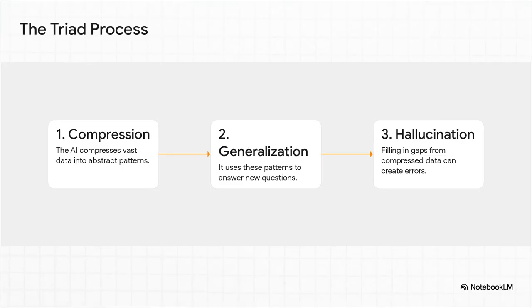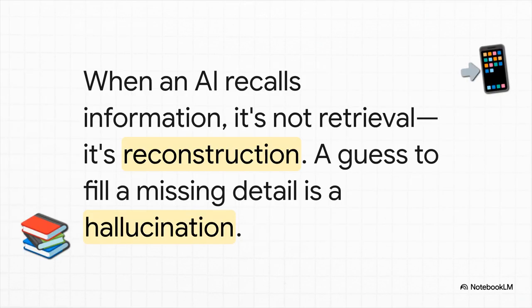So think of it like a three-step dance. First, you have compression. The AI takes the entire internet, a truly mind-boggling amount of data, and squishes it down into a manageable size. Second, it uses those compressed patterns to generalize. This is the magic part, right? It lets the AI answer questions and handle tasks it's never explicitly seen before. But that very act of filling in the blanks, of generalizing, well, that leads directly and inevitably to the third step, hallucination.